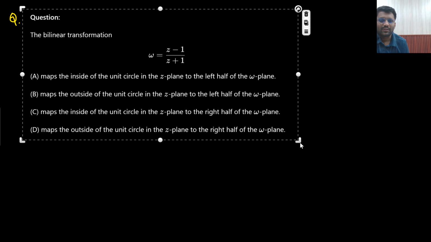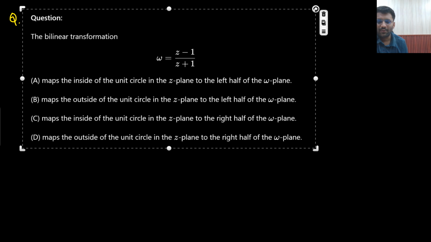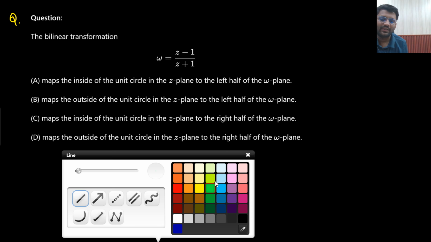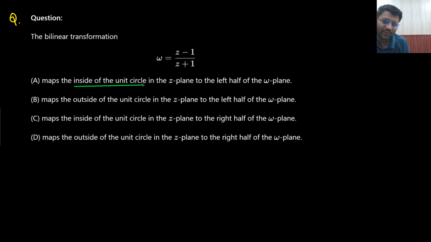This is a very, very good question. Try solving it. If you are able to solve it, then it's very good. Basically, what is this bilinear transformation doing? Your f of z is given, that is z minus 1 upon z plus 1. It will map the inside of the unity circle, and they are also talking about the outside of the unity circle. That means they are talking about two things, x square plus y square.